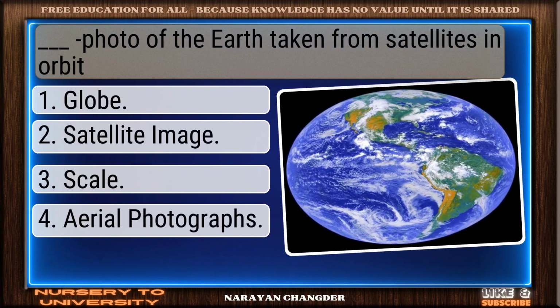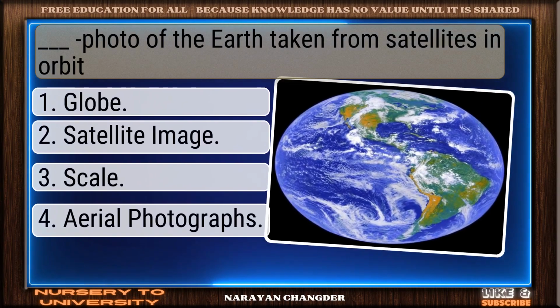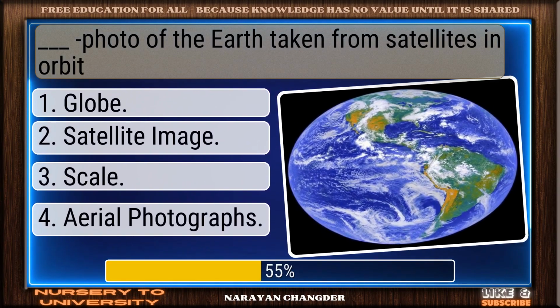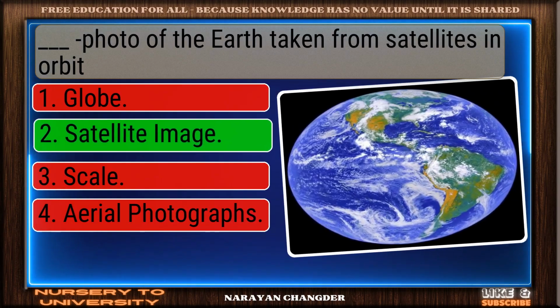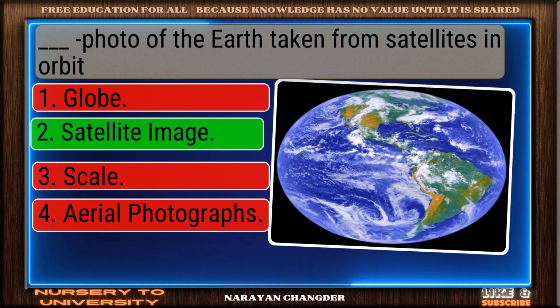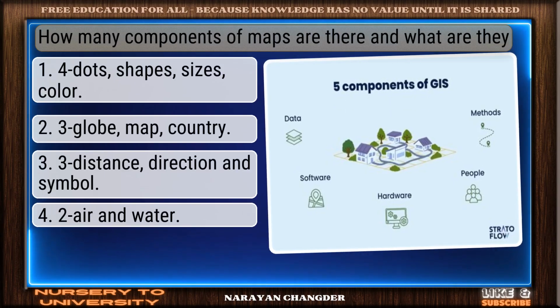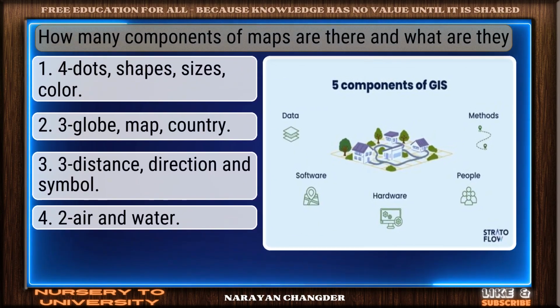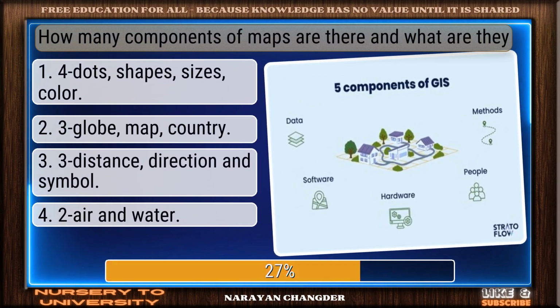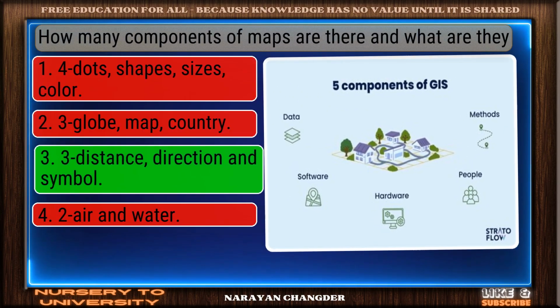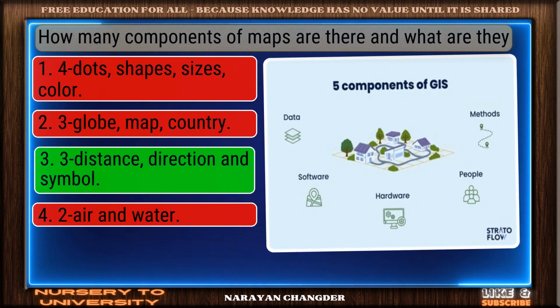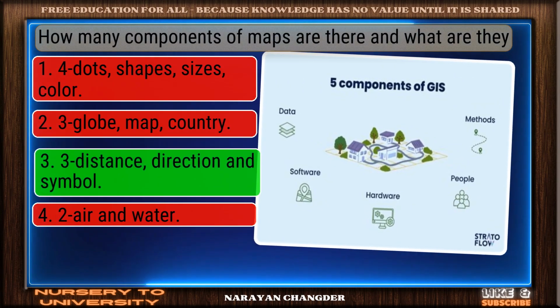Dash photo of the Earth taken from satellites in orbit. Nice selection. Satellite image is the correct and valid answer. How many components of maps are there, and what are they? Great thinking. 3 distance, direction, and symbol is the right choice.